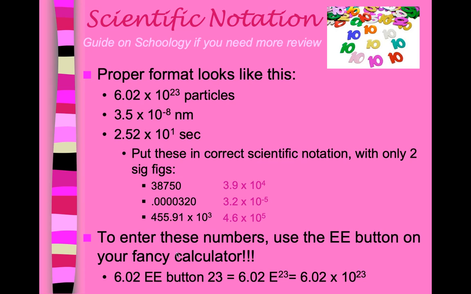So like if you would type in this number into your calculator, you would type in 6.02, that EE button, and then the 23. You don't need a times, you don't need a 10, you don't need a power, anything. So then it shows on your calculator 6.02 E23, which means 6.02 times 10 to the 23rd. We will talk more about that when we start doing calculations.